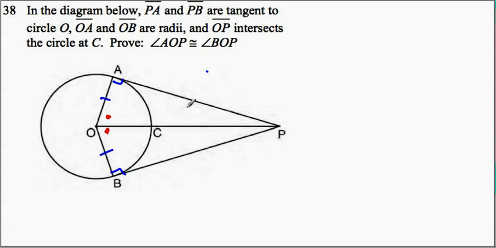And OP intersects the circle. So here we have, this is common. So by HL, we know that these two triangles are congruent. Then since these two triangles are congruent, by CPCTC, angle AOP and angle BOP will also be congruent to each other.